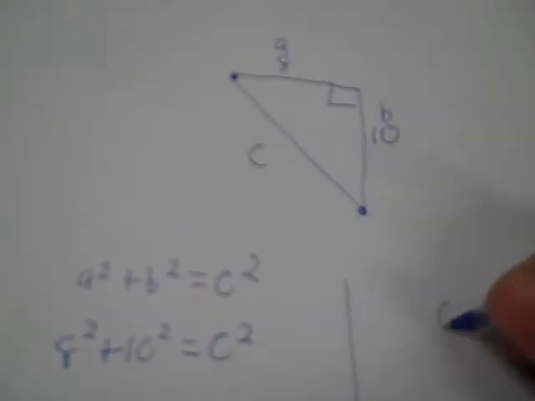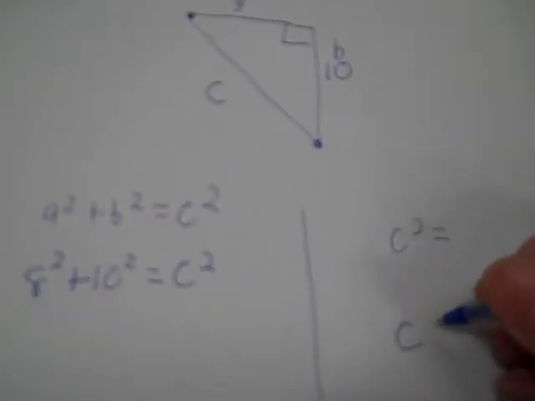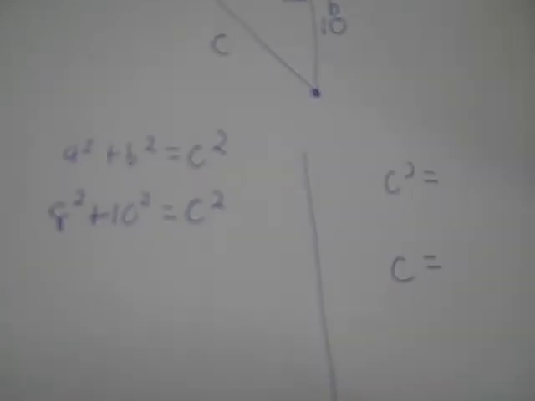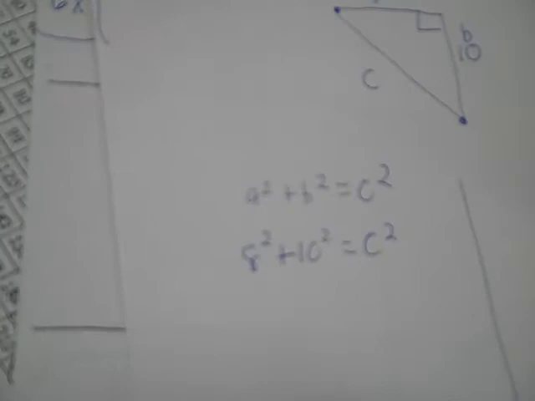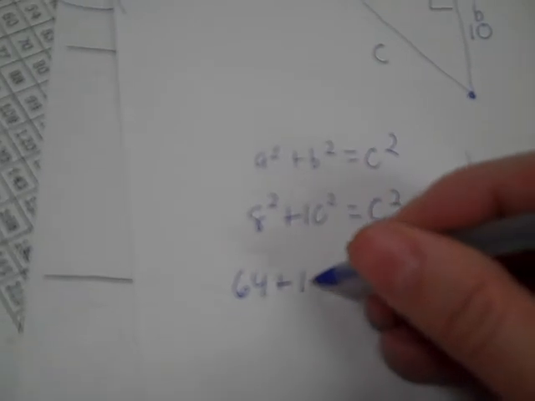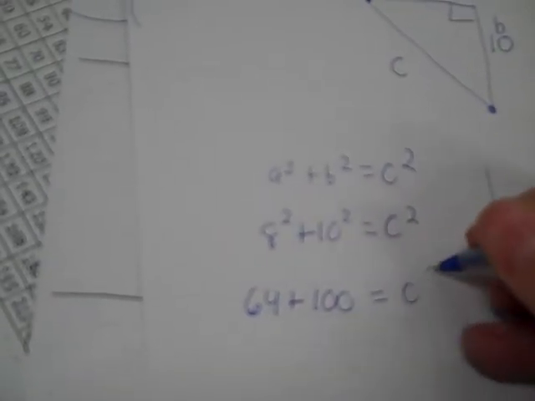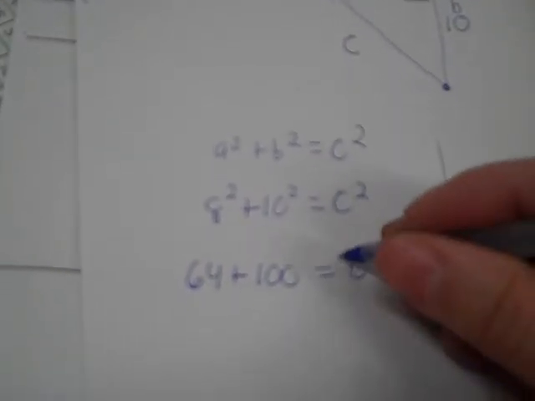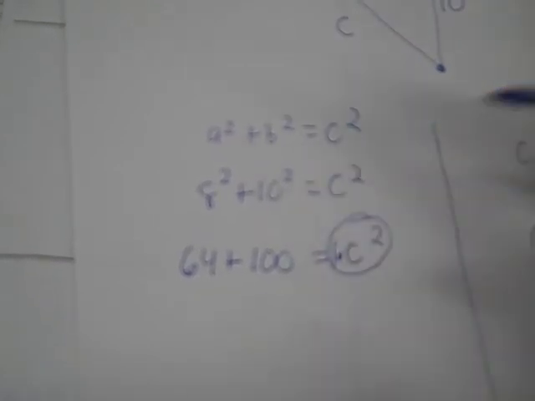And then I get the C to the second equals, and then I will do the square root to get to the C. So I get rid of as many of these second powers as I can. So 8 to the second is 64. It means 8 times 8. 10 to the second. Once again, it's very important you don't take 10 times 2. 10 to the second is 100. So I add 100. Equals C to the second. Then it's 1 dot circle.